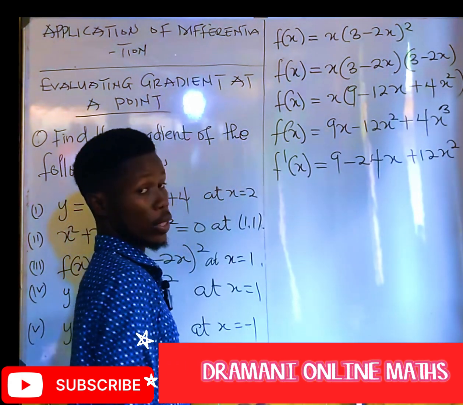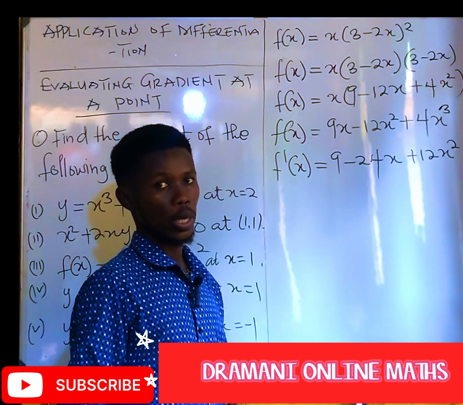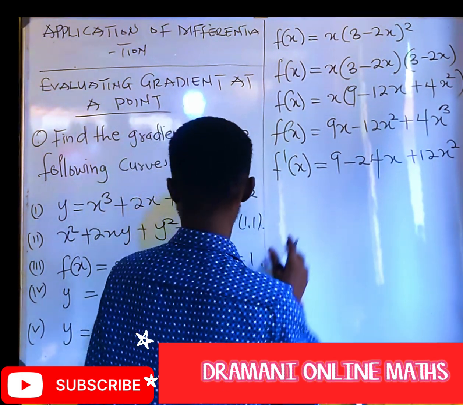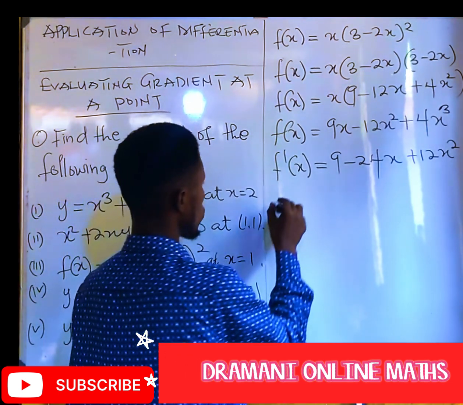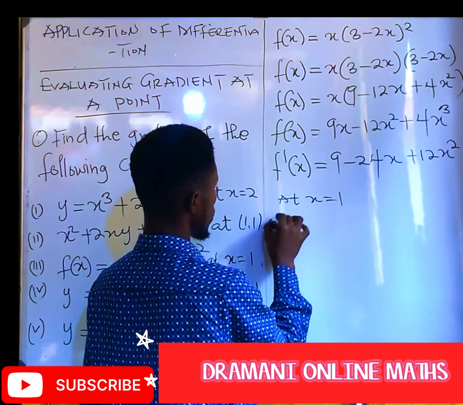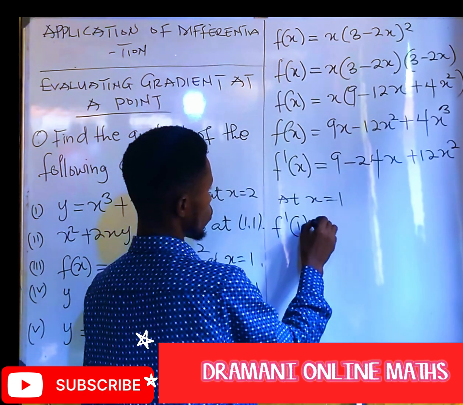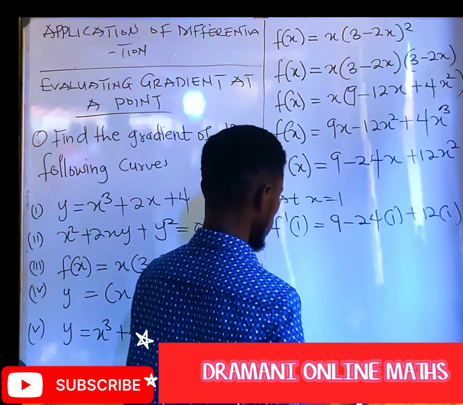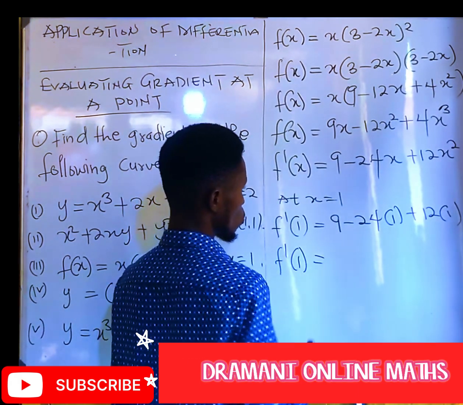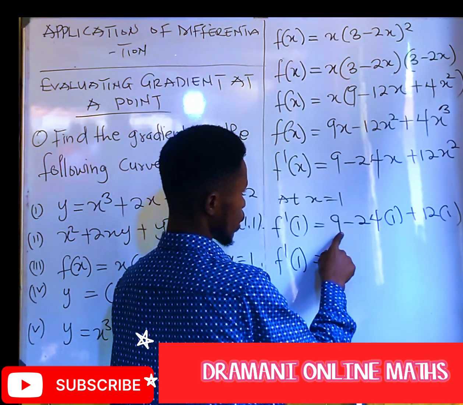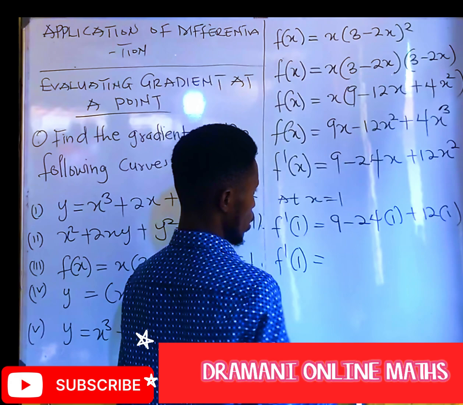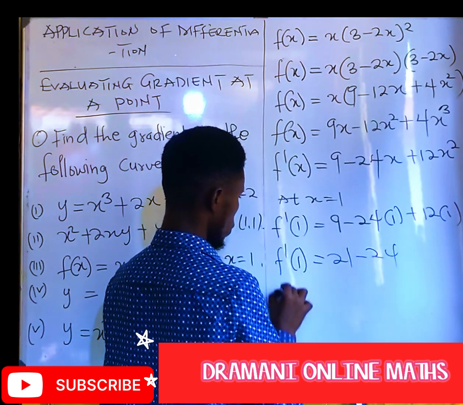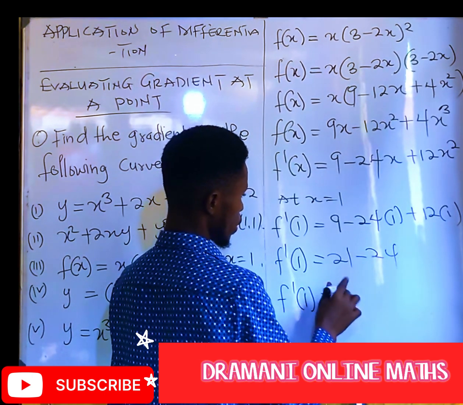Is that okay? For the differentiation, I've already explained it in the previous video. If you have not watched that one, go and watch and understand how we differentiate before you come here. Now you are saying that at x equals 1. So f prime at 1 will be 9 minus 24 multiplied by 1 plus 12 multiplied by 1. So f prime at 1 is equal to, 9 plus 12 is going to give us 21, minus 24. So f prime at 1 is going to give us negative 3.